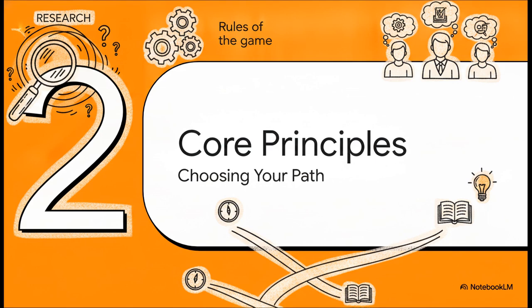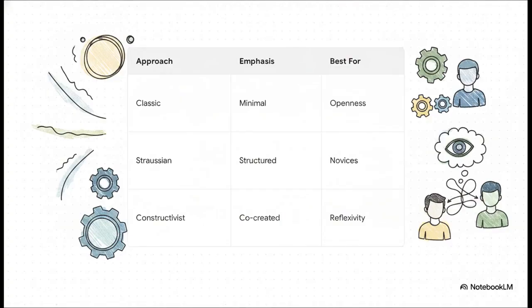Which brings us to Section 2. Core Principles and Major Schools. Choosing your path. Since 1967, 3 major schools of thought have really evolved here. We have the classic, or Glaserian approach, which emphasizes maximal openness. This is best if you want the absolute fewest possible preconceptions.